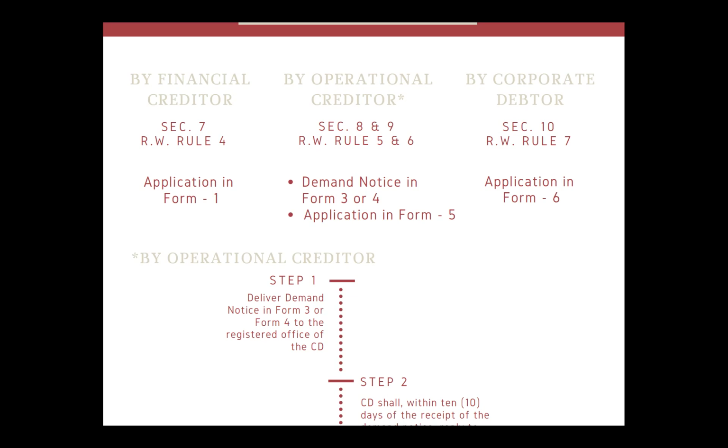So now, a financial creditor, right? So just to quickly again summarize, the financial creditor to initiate CIRP against a corporate debtor shall make an application in Form 1 along with requisite documents. So now, for an operational creditor, there is certain procedure involved, so I'm parking it for a minute. So for a corporate debtor, how do I initiate CIRP?